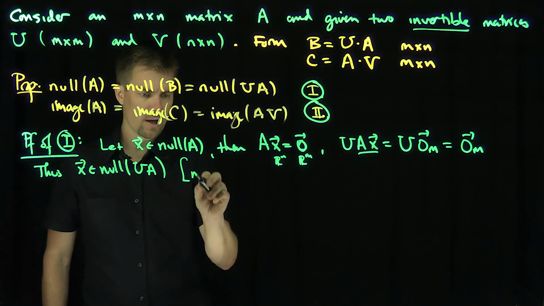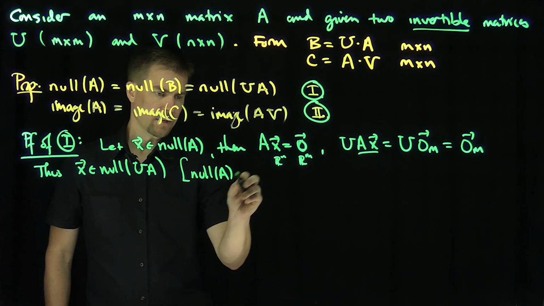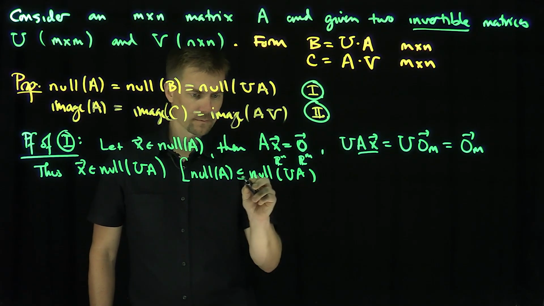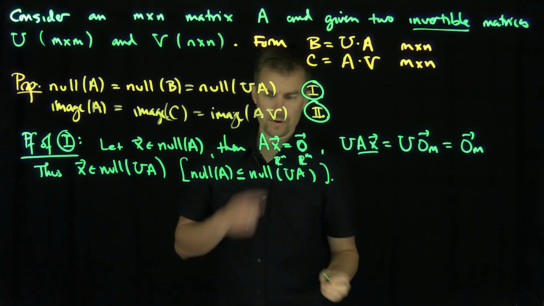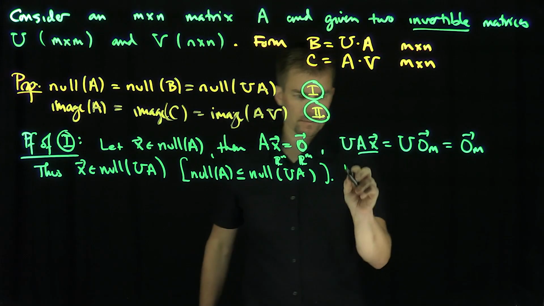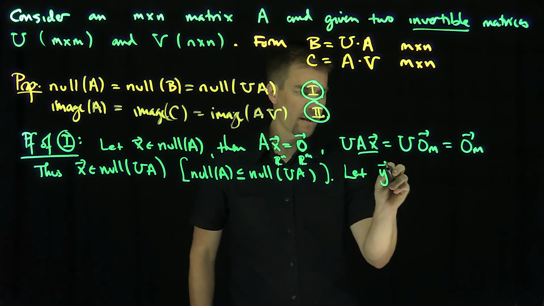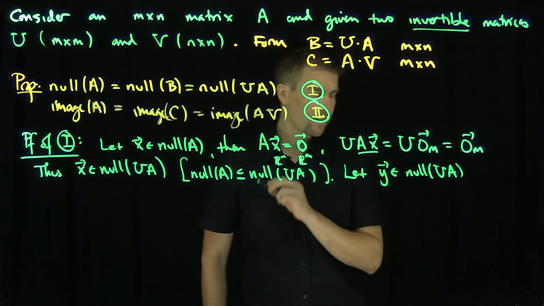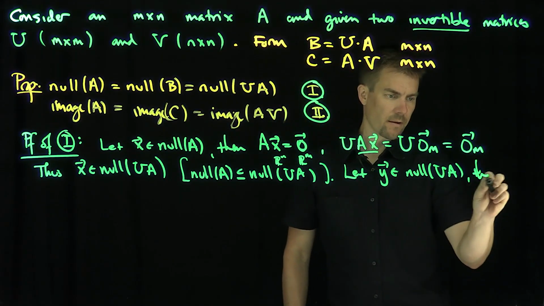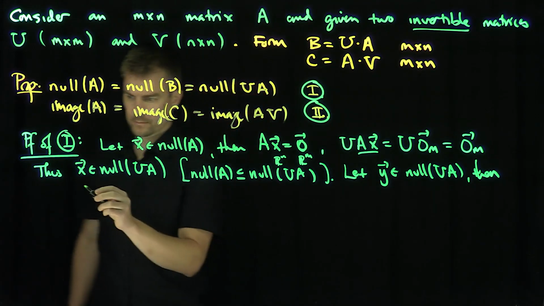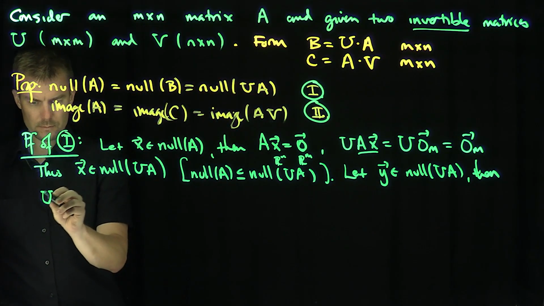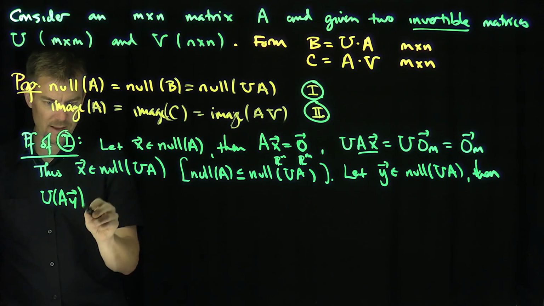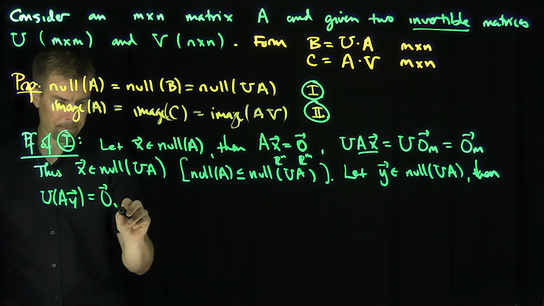So I just proved the inclusion that null of A is contained in null of UA. Great. Let's do the other direction. Let Y be in null of UA. Okay? Then U of AY is the m-dimensional 0 vector.